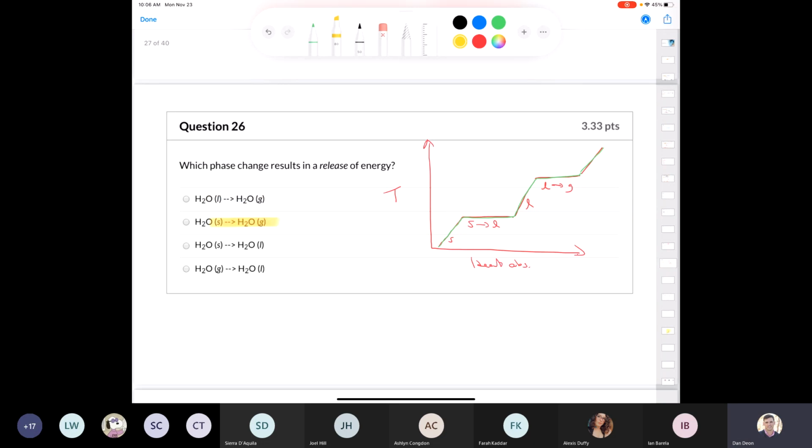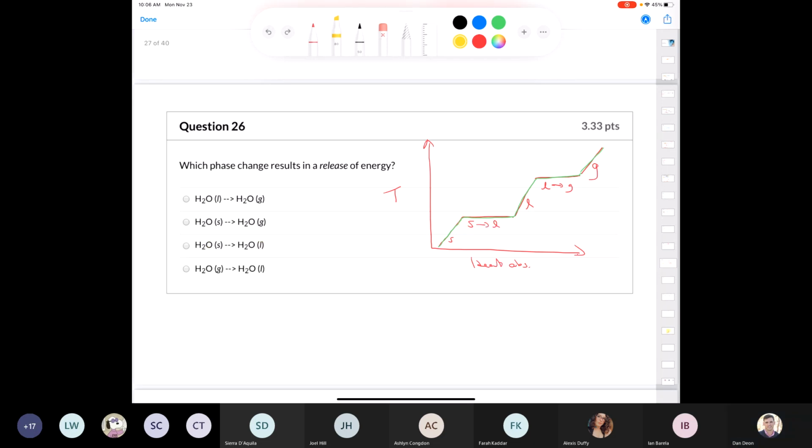If we go from a solid to a gas up here, that's going to be heat absorbed too, right? It takes heat to take a solid and convert it directly to a gas, doesn't it? What if we were going to do a solid to a liquid? Well, that's melting. That requires the absorption of energy, right?